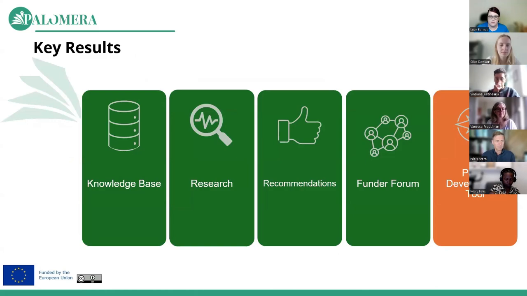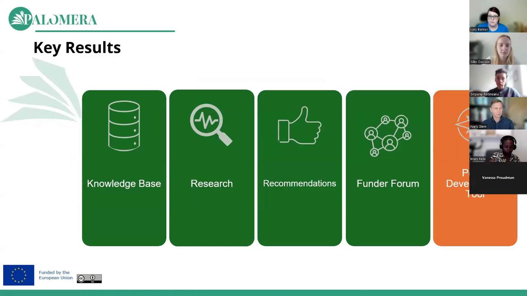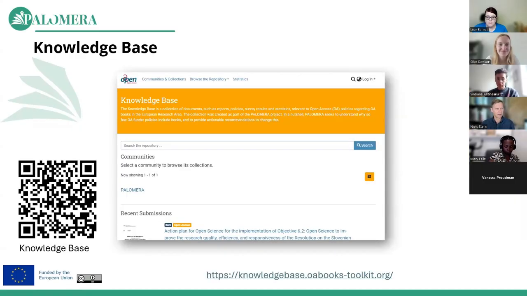So the key results of the project, basically 4 key results. The knowledge base, which we'll focus on today. The research itself, probably the most elaborate or most comprehensive open access policy research till date. And then the recommendations, a funder forum. And then we marked in this different color, we looked into how a future policy development tool could look like, but this was not something we developed as part of the project, but we just gave some ideas about what it could look like.